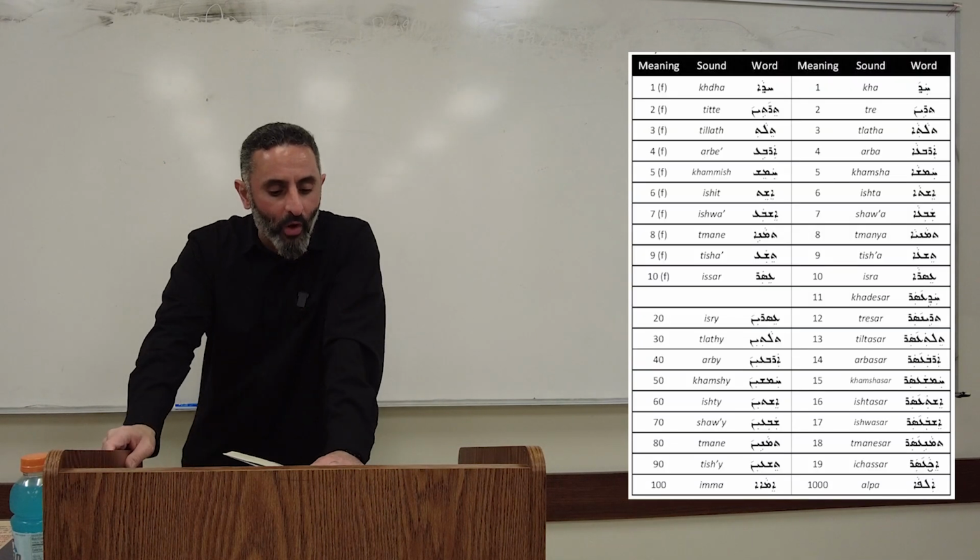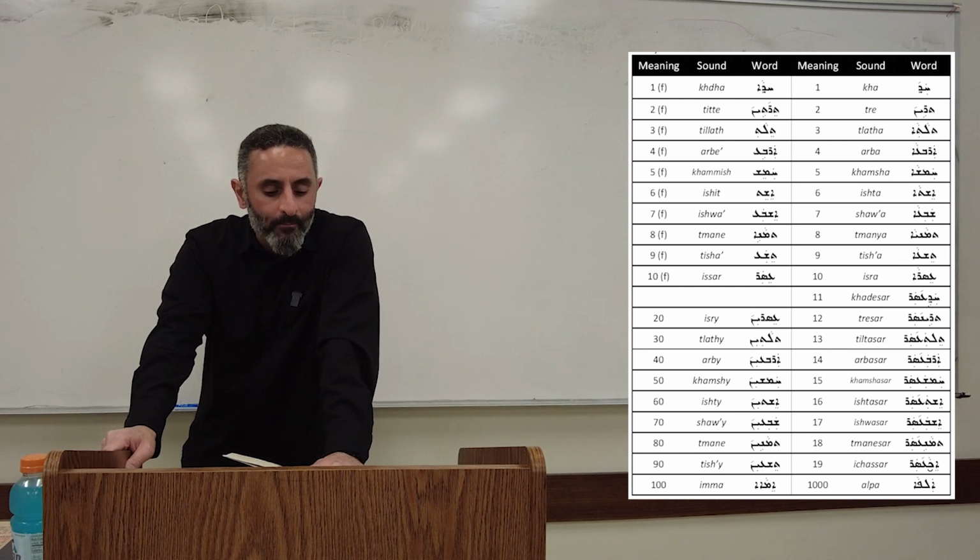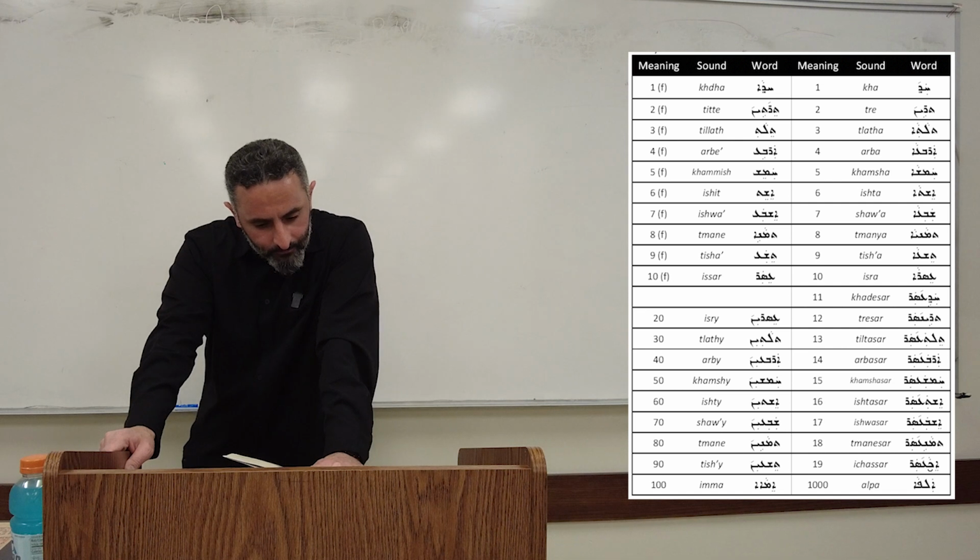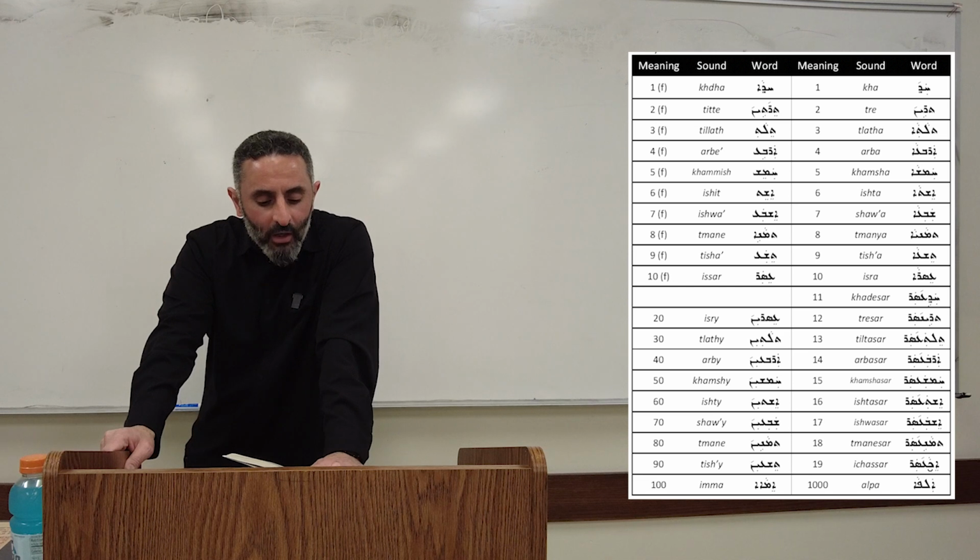All right, repeat after me. I'm just going to run through the numbers. Here are the masculine numbers, 1 through 10. Kha, tre, tlatha, arba, khamsha, ishta, sho'a, tmanya, tish'a, isra.